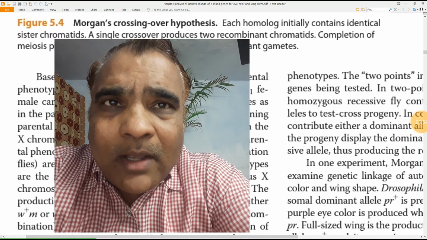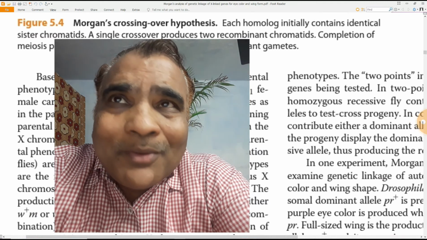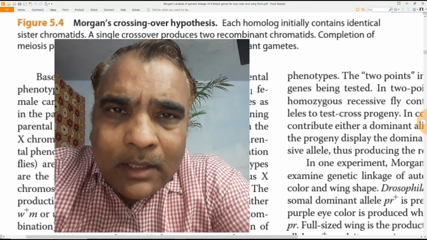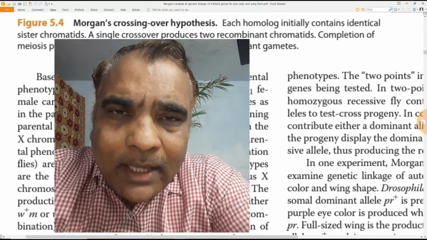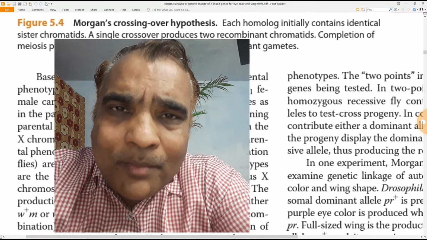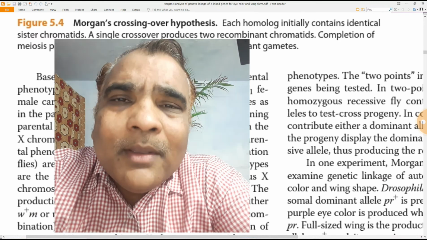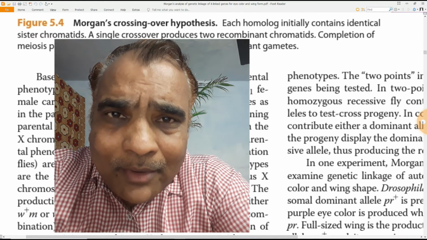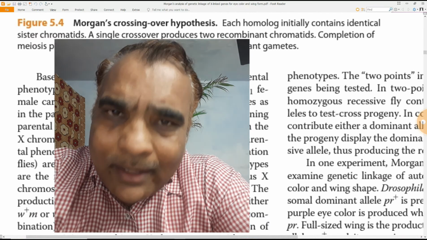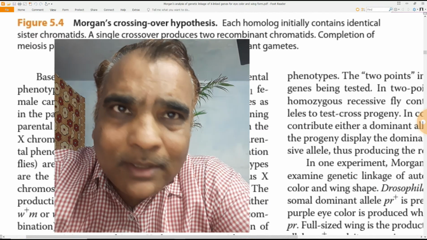Then I will show you figure 5.4, Morgan's crossing over hypothesis. We know in F2, some flies are having a different type of phenotype. They are having non-parental phenotype, and why are they born, why are these new phenotypes produced, what is the reason? The reason is crossing over, recombination, and new types of gametes are formed, that we are going to discuss.